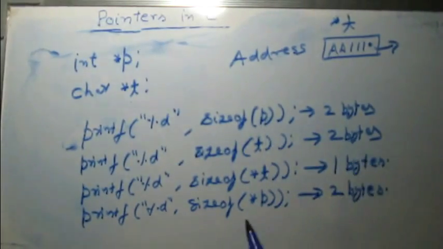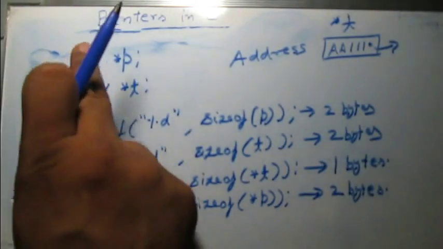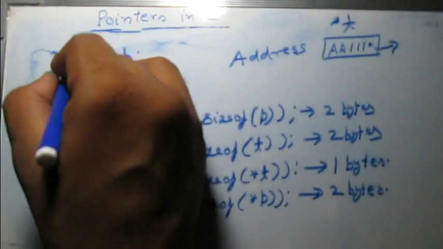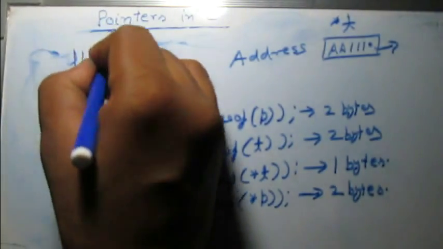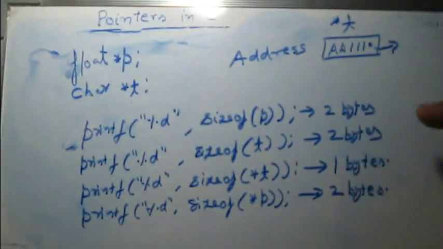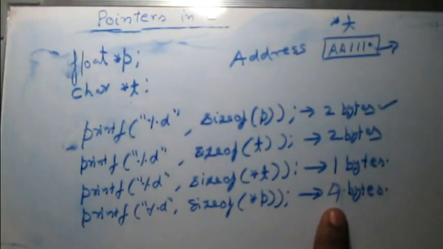If it is a float variable, then also the size of that pointer variable will be 2, but if I write here, instead of int, float, now this will remain 2 bytes, but star p will be 4 bytes now, because now whatever address this p is containing, that address will be storing a float value. So that float variable will be 4 bytes.